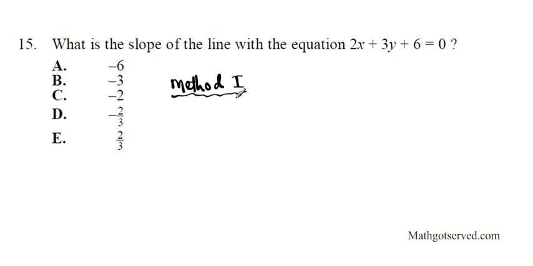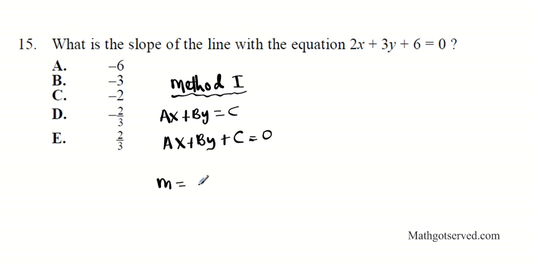Even if an equation is written in standard form, it could be ax plus by equals c, or it could also be ax plus by plus c equals 0. It doesn't really matter as long as the x and the y are on the same side of the equation. If you have the equation in standard form such as this, the slope m is simply negative a over b. Okay? So applying that idea here, we can see that a is 2 and b is 3.